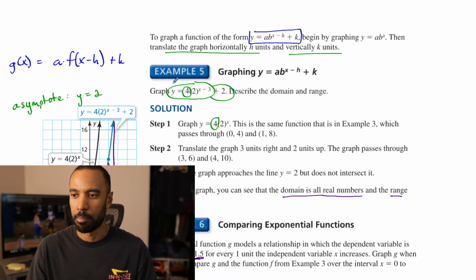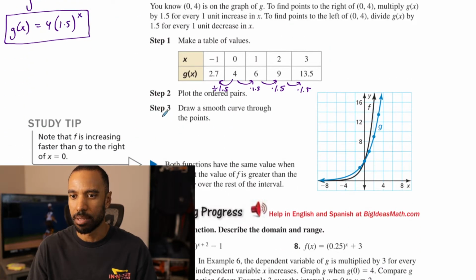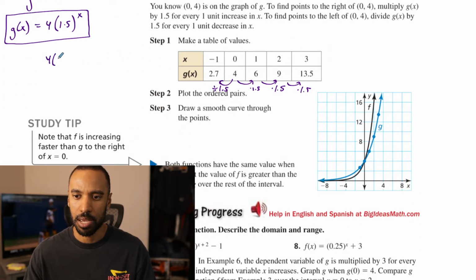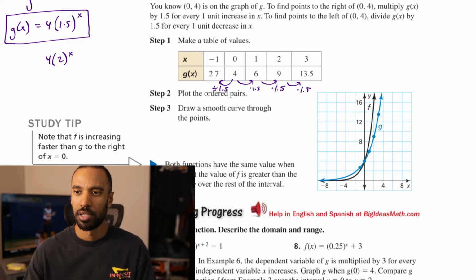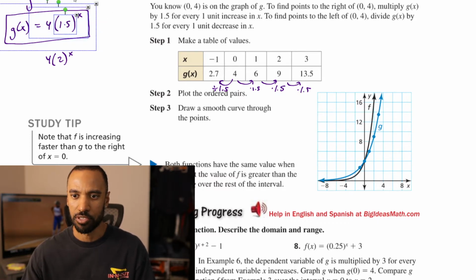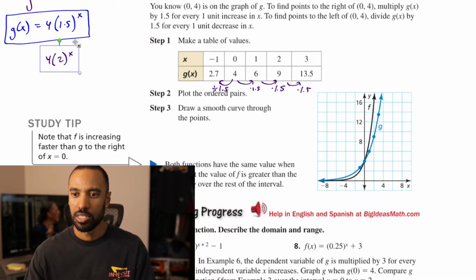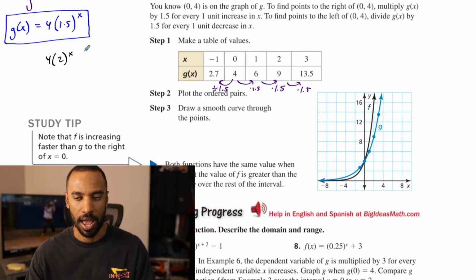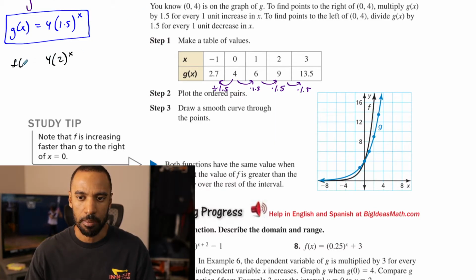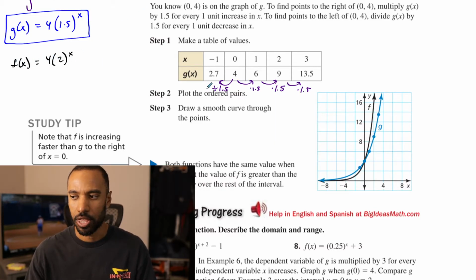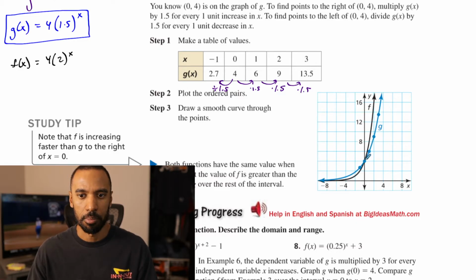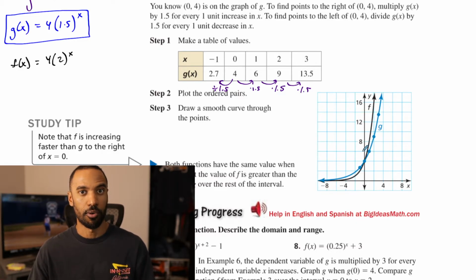So what we're looking at in comparison is both of these. There's 4 times 2 to the x power versus 4 times 1.5 to the x power. Okay, let's actually color code these based off the graphs that you see. g is in blue and the other one's in black. So what's the difference here is obviously the 1.5 versus the 2, but what happens on the graphs? Just because something's a 2, does that mean everything will be taller? Not everything. The y-intercept is the same. They're both 4.